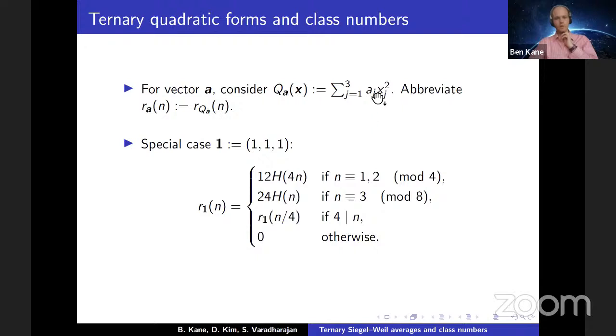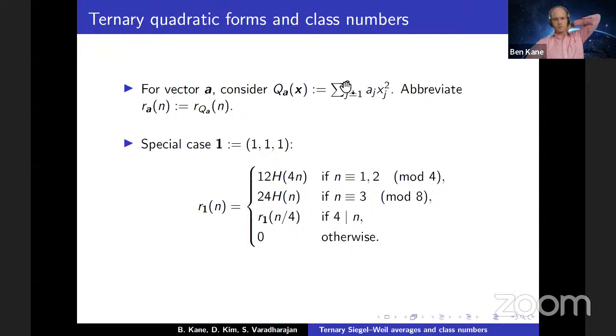So the special case where I take just the sum of 3 squares was investigated by Gauss, and Gauss found a formula for the number of ways to write an integer n as a sum of 3 squares. And the interesting thing is that this is closely related to these Hurwitz class numbers. So r1 of n, if n is 1 or 2 mod 4, is just 12 times the Hurwitz class number of 4n. If it's 3 mod 8, it's the Hurwitz class number of n times 24. And if 4 divides n, then we just divide by 4 and keep going.